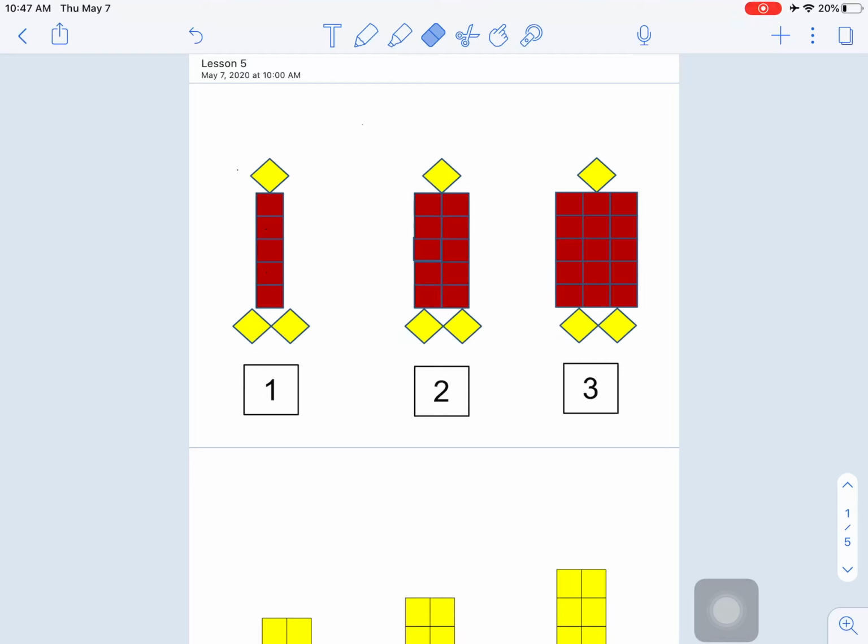So in this pattern, I've actually color-coded it yellow and red. And you may notice what happens to the yellow blocks and the red blocks. Yeah, you're right. The yellow blocks always stay the same. There's always 3 yellow blocks mixed with 5 red, right? So we had 5 red here. Then we added another 5 to get 10 red there, and then 15 red there.